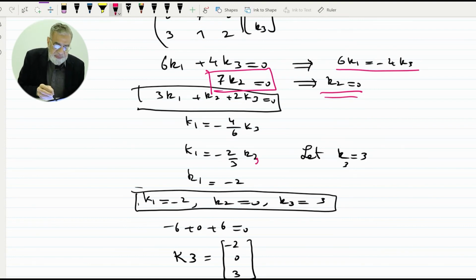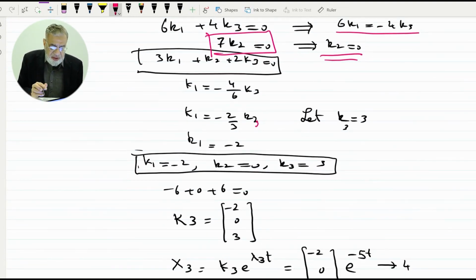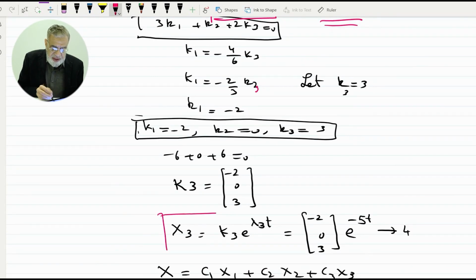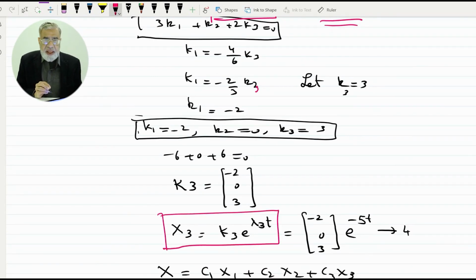Or we can take this equation, substituting k2 equal to 0. We can simply solve this, and when we solve we get k1 equal to 2 and k3 equal to 3. We can do it like that also. So here I get the values of k1, k2 and k3: (2, 0, 3), with a minus sign on the first. Now I can put this k3 and lambda 3 in my equation and get x3 equal to (minus 2, 0, 3) e to the power minus 5t. This is my equation 4.